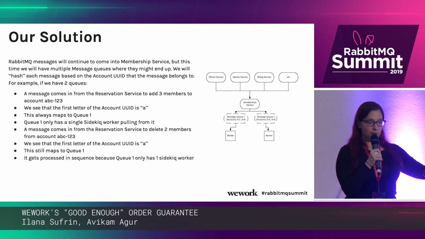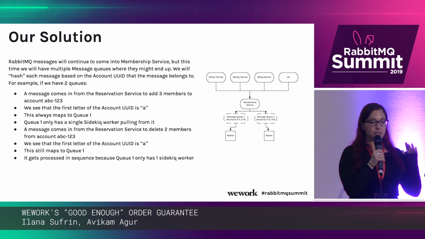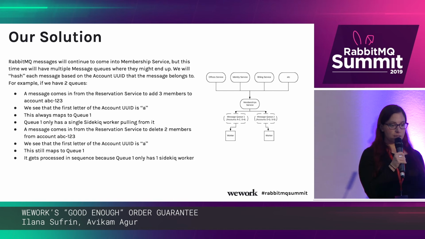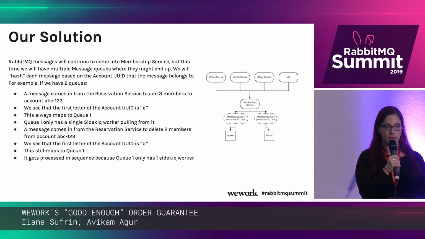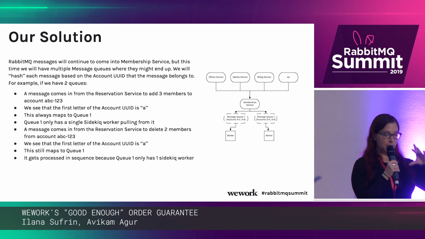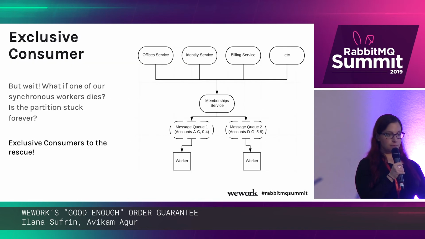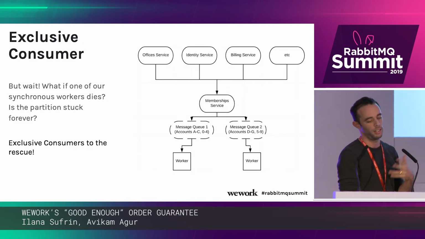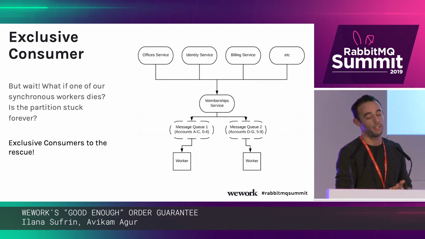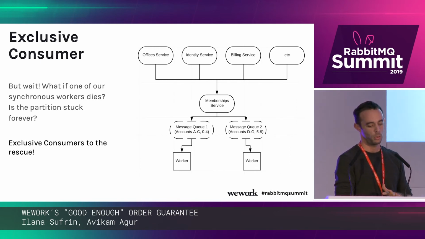So when a message comes in to delete 2 members from that same account, we see that the first letter of the account is still A, which still maps to Q1, so it gets processed in sequence because Q1 only has 1 worker pulling from it, and it's all synchronous now. So all of this idea is kind of hinged on the fact that we can guarantee that there is only 1 worker per queue.